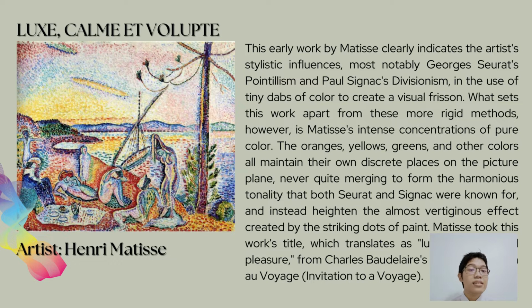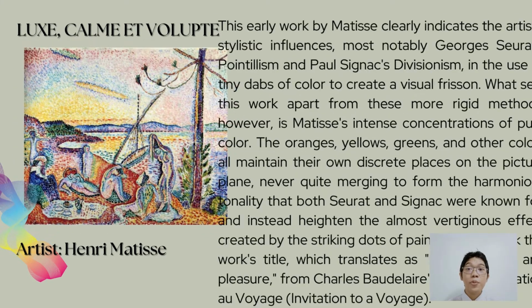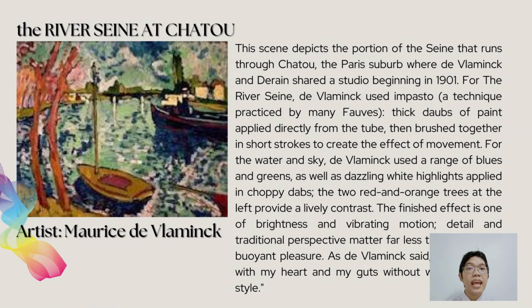Matisse took this work's title, which translates as Luxury, Peace, and Pleasure, from Charles Baudelaire's poem L'Invitation au Voyage, or Invitation to a Voyage. Number 2 on our list is The River Seine at Chatou, 1906, artist Maurice de Vlaminck. This scene depicts the portion of the Seine that runs through Chatou, the Paris suburb, where de Vlaminck and Derain shared a studio beginning in 1901.